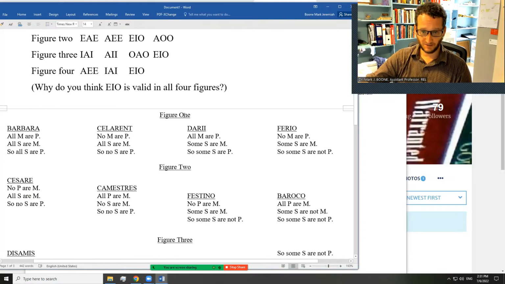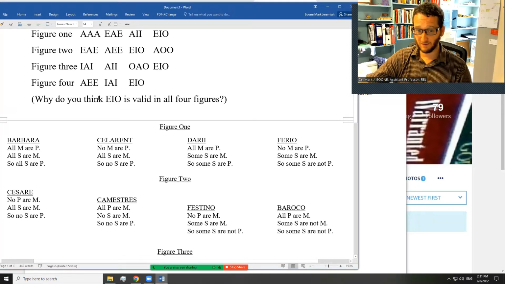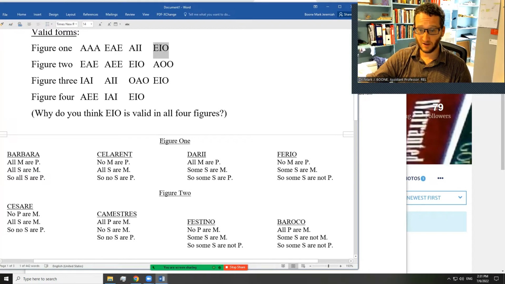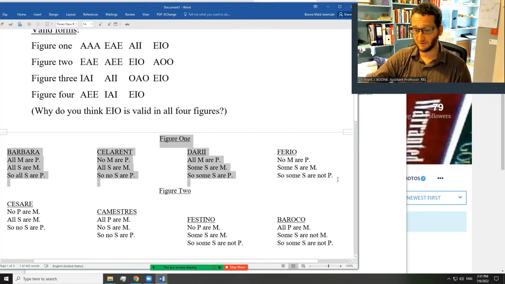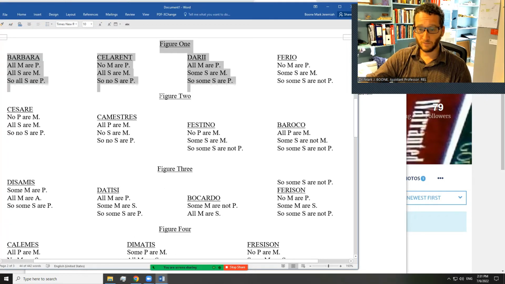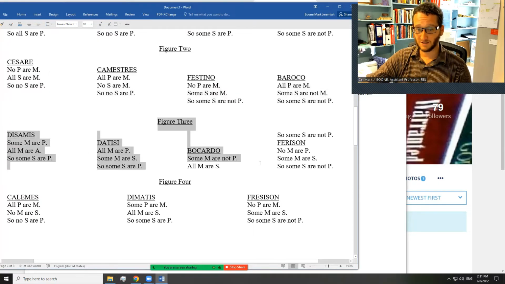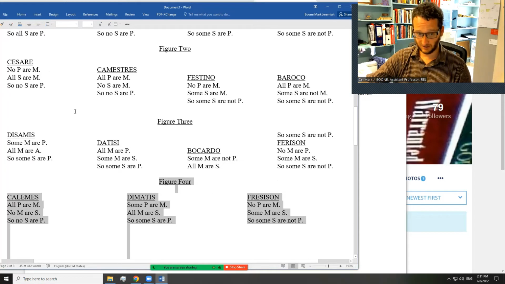Now here are the names. The valid ones in figure 1, wrapping some Latin names around those 3 vowels, AAA, EAE, AII, EIO. The names are Barbara, Celarent, Darii, and Ferio. For figure 2, our names are Cesare, Camestres, Festino, Baroco. For figure 3, our names are Disamis, Datisi, Bocardo, and Ferison. For figure 4, our names are Calemes, Dimatis, and Fresison.